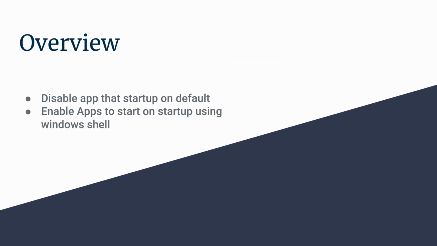So I'd like to show you the overview of what I'll be doing in this video. First, I'll be showing you how to disable the startup apps that start up by default. For example, apps like Discord, apps like Spotify, how do we disable them? And then how to enable a certain app to start up when you start up your computer. That is, for some people, they will like the convenience. So I'll show you how to do it.